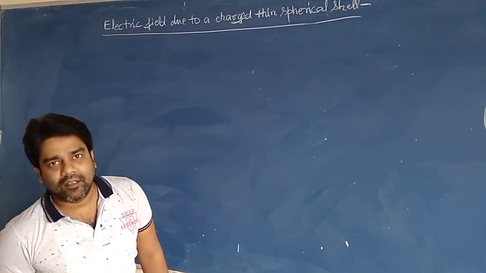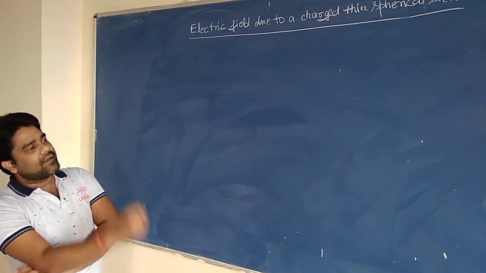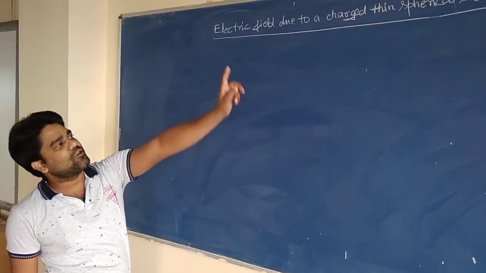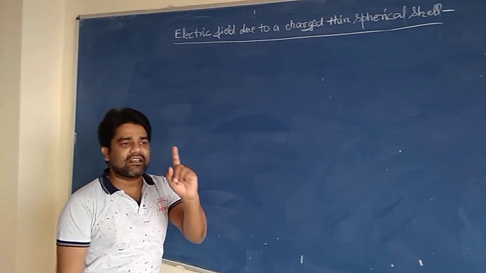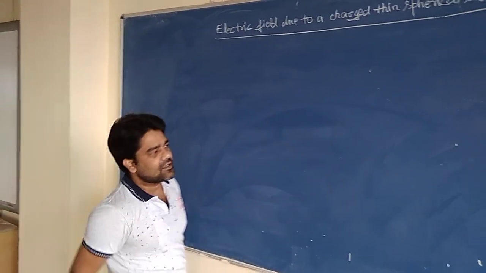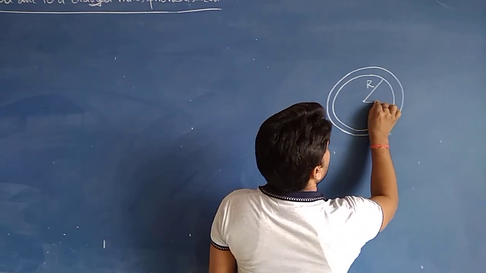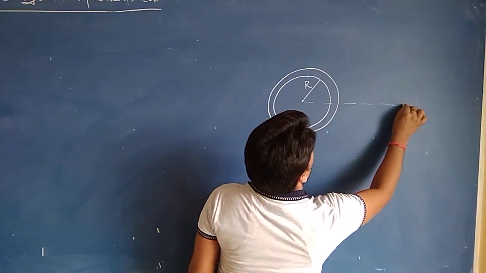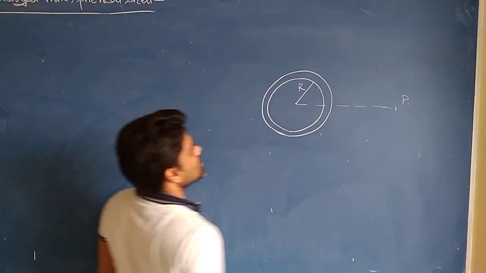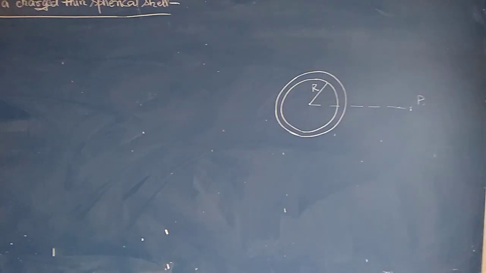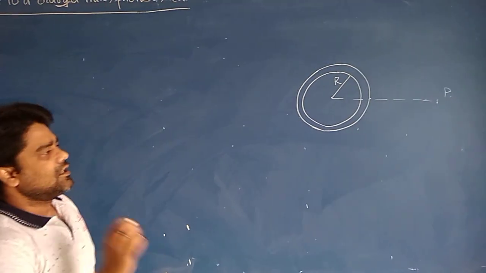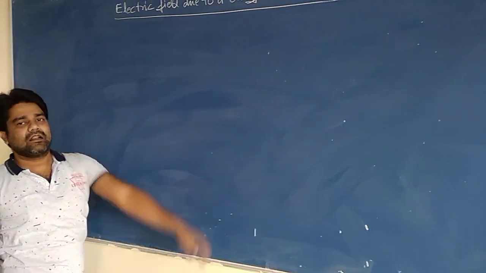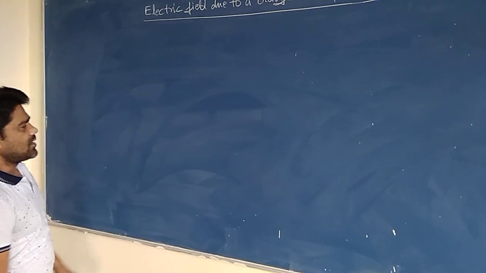So look here, we have to determine the electric field due to the cell at three different positions. First one is a point outside the spherical cell. Second point is at the surface of the spherical cell. And the third point is inside the spherical cell. So look here, we will start.